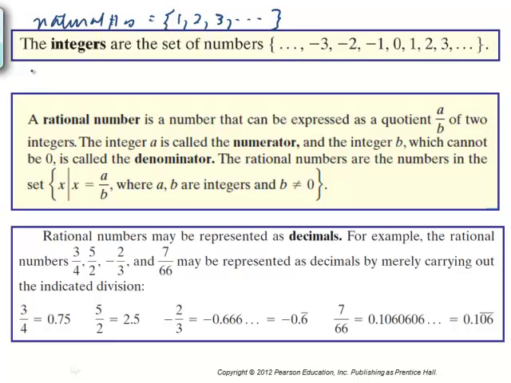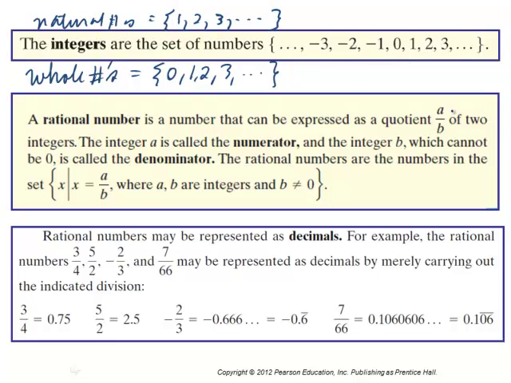Okay. Now, the whole numbers are going to be the natural numbers together with 0. The integers are going to be all the whole numbers plus the negative natural numbers. So any negative or positive whole number, and also 0, is in the set of integers.